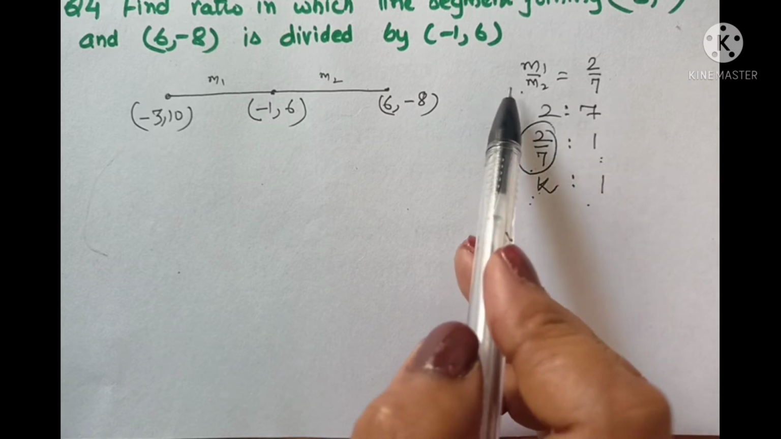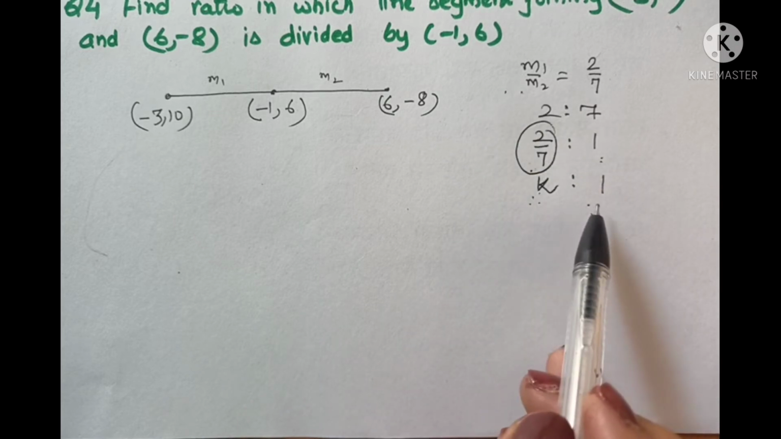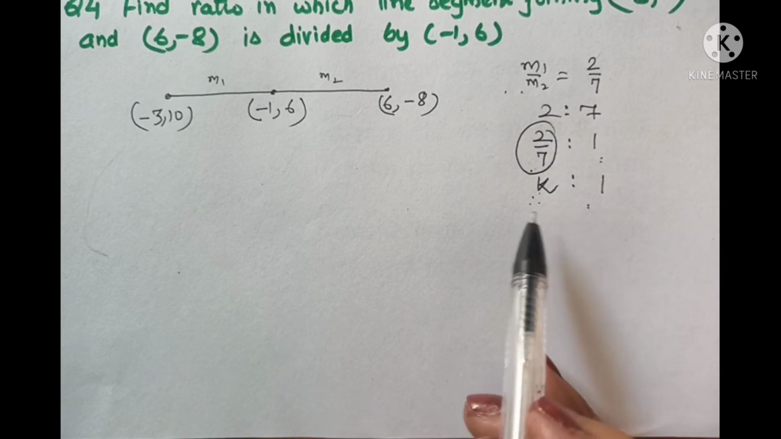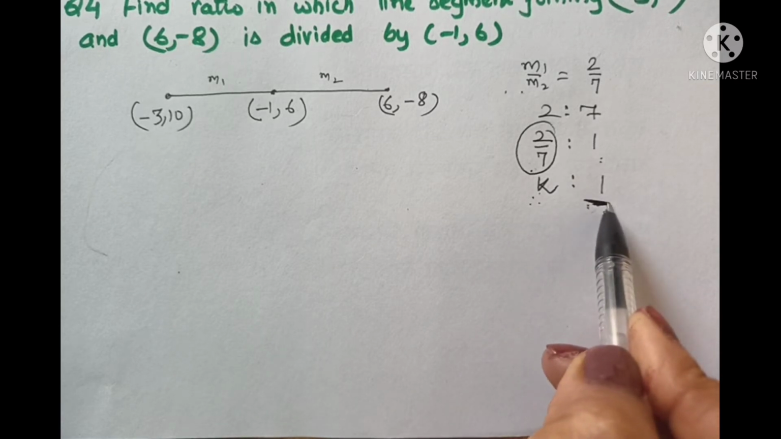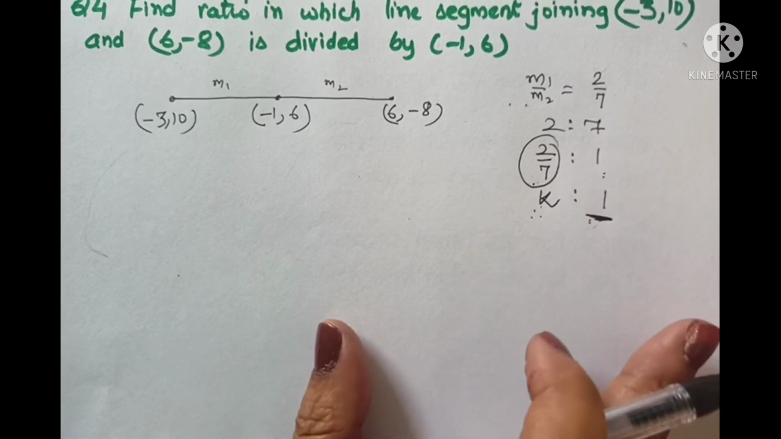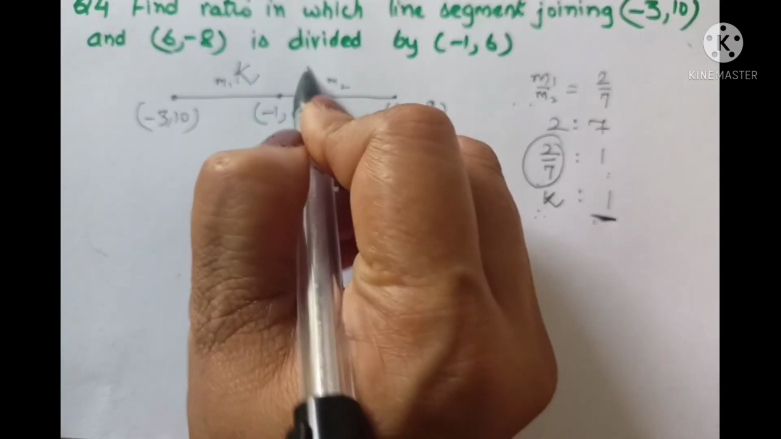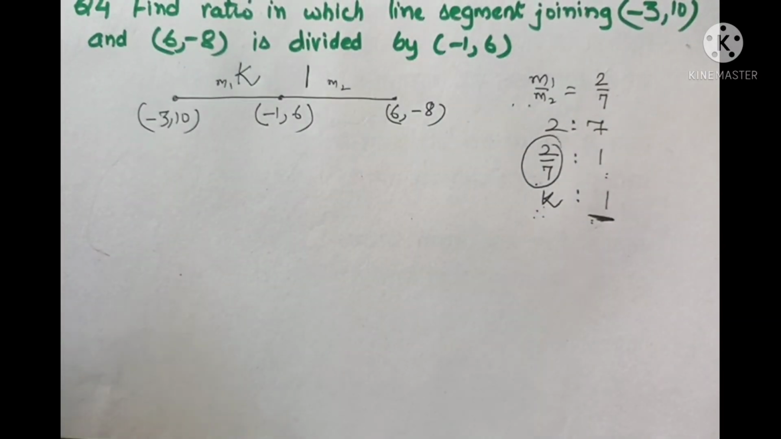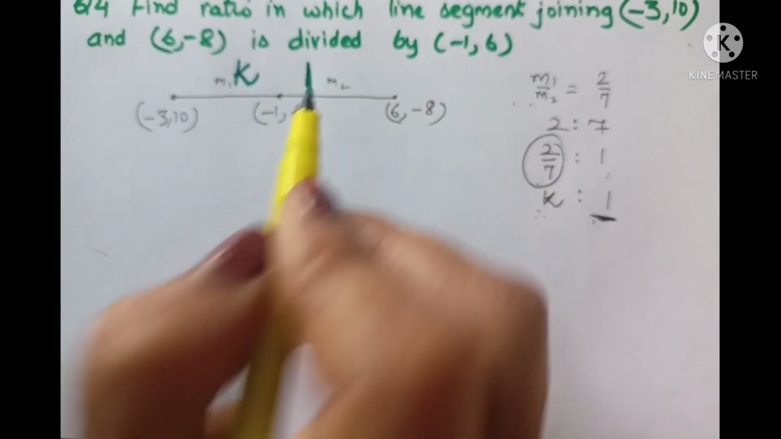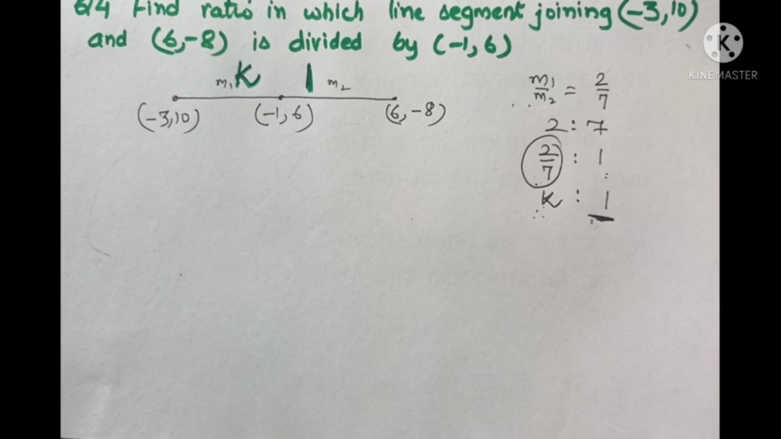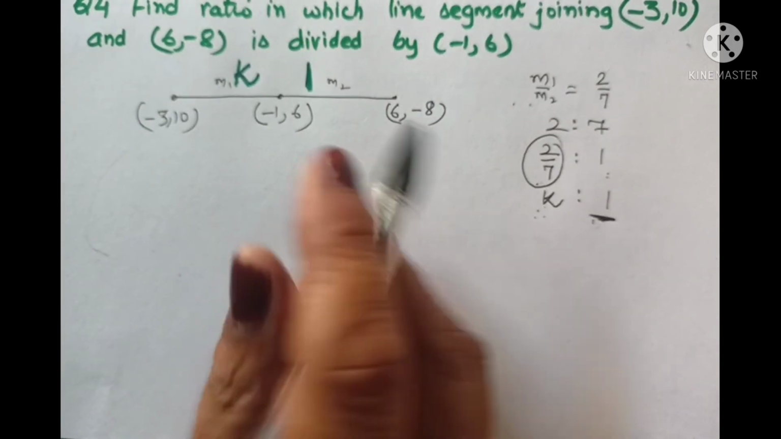So the same ratio of m1 upon m2 can be written as k is to 1, and it makes our work easier as one of the parts becomes 1. So we always let the ratio as k is to 1 rather than letting it as m1 ratio m2. I hope this point is clear to you, why we let the ratio as k is to 1. Now it becomes a simple work for us.